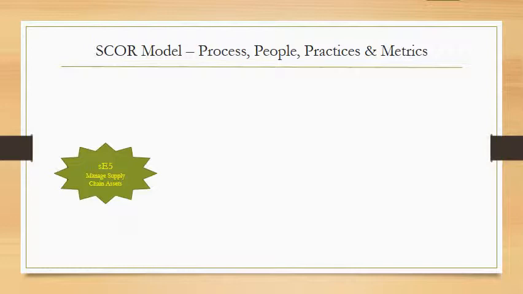Now let's take a look at the SCORE model, which consists of processes, people, practices, and metrics at the various process levels. So first of all, I selected one particular process which is highly relevant to CMMS, and that is SE5, the Managed Supply Chain Assets process. This process further breaks down into the level 3 processes, also known as process elements.